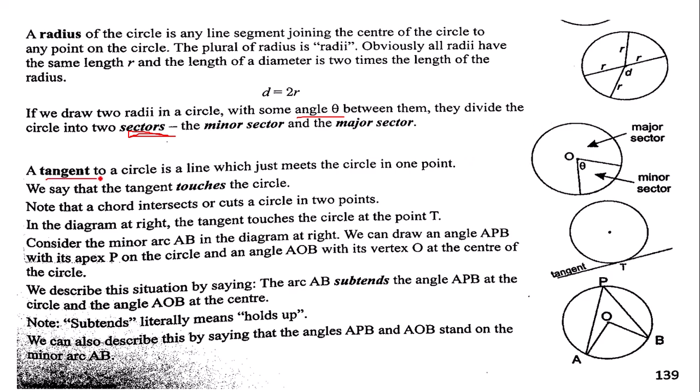Next, the tangent is a line outside of the circle which touches the circle at one point on the circumference.